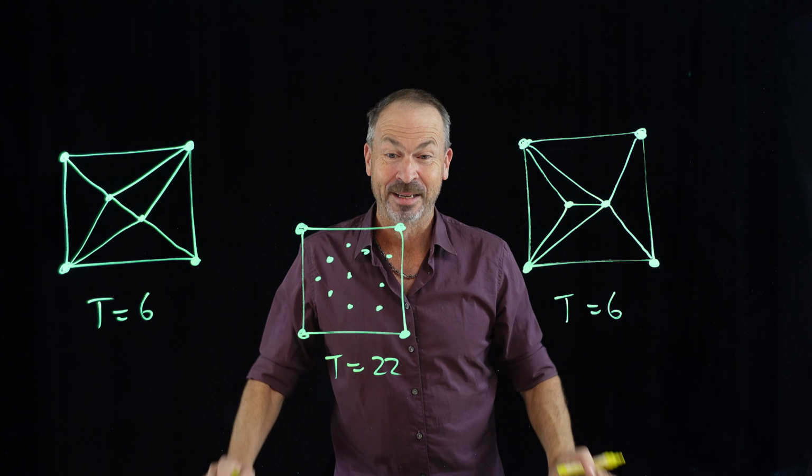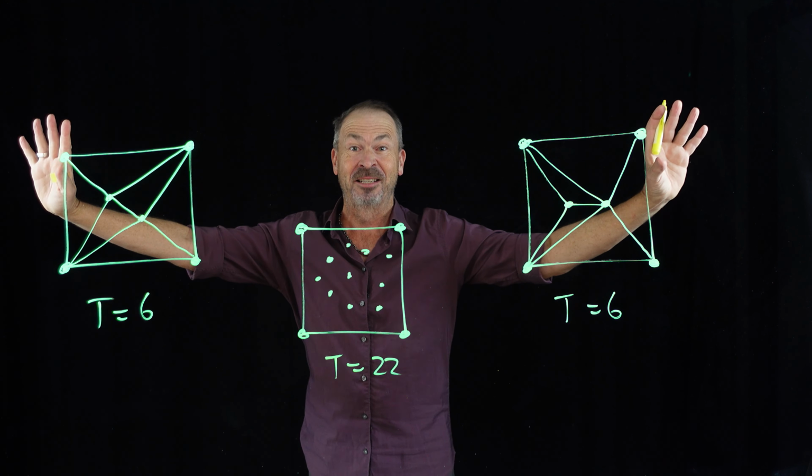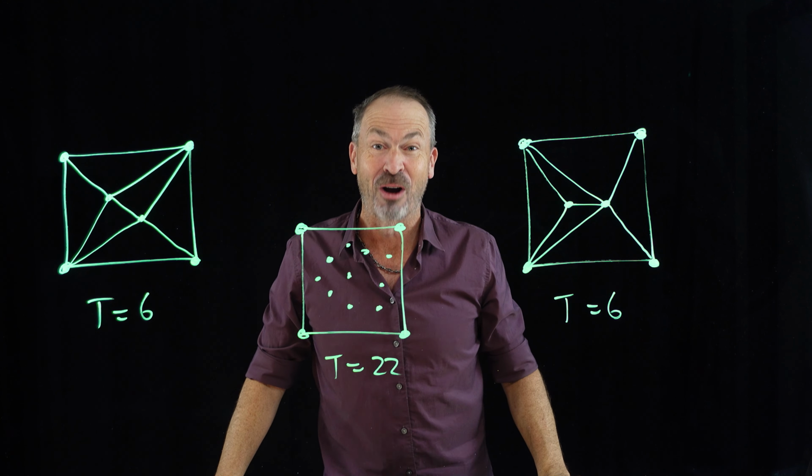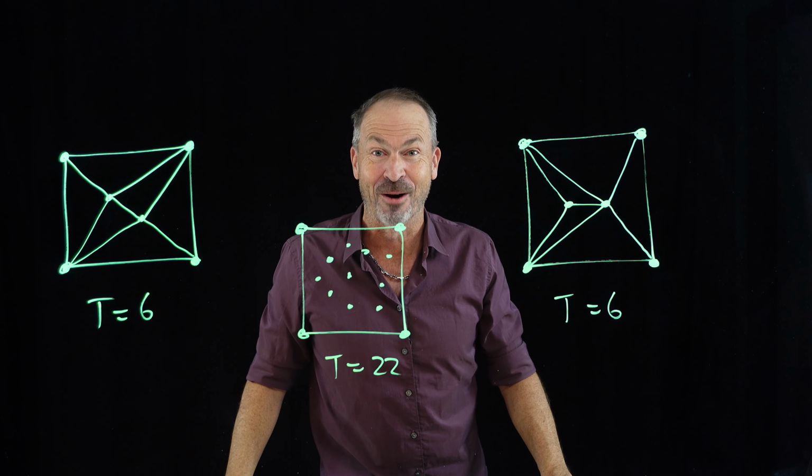What's going on? Is there something special about squares? Can I do this with like a 17-sided shape with 400 dots in the middle? Try it out. Is the number of triangles we create invariant?